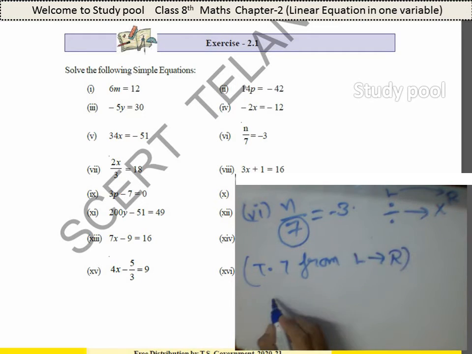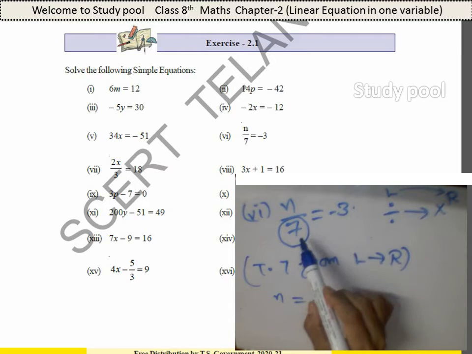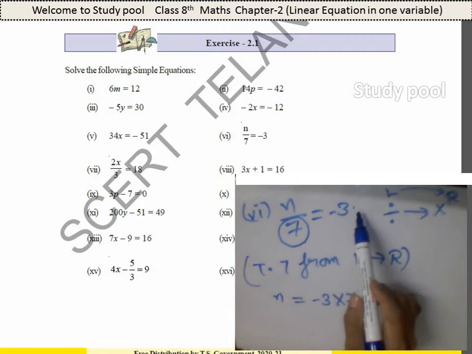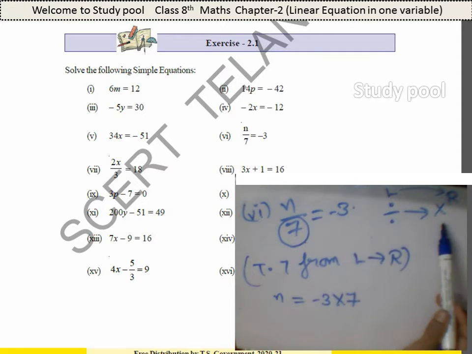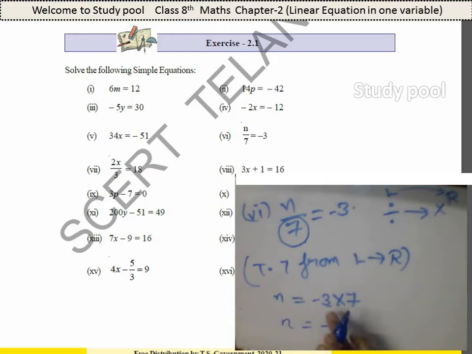Then n is equal to minus 3 into 7. It is in the denominator, so we have to multiply here. If division is there, we have to multiply. So we do into 7. n is equal to minus 3 sevens are 21. So the n value is minus 21. Let us do the next one.